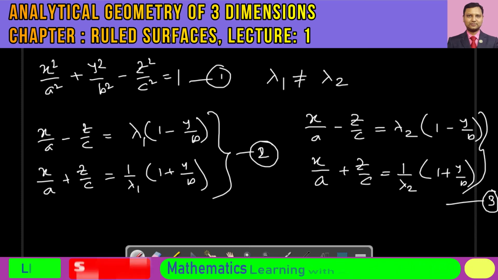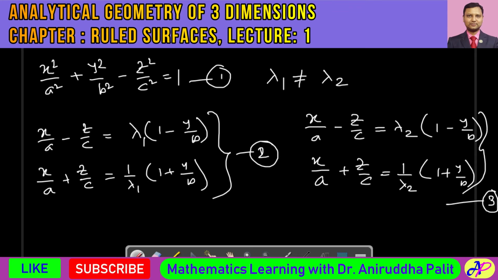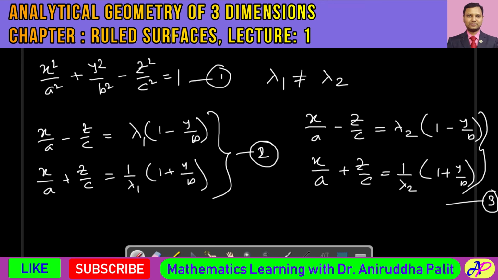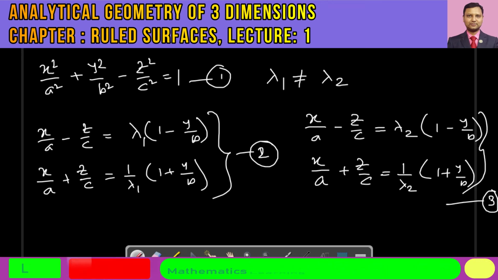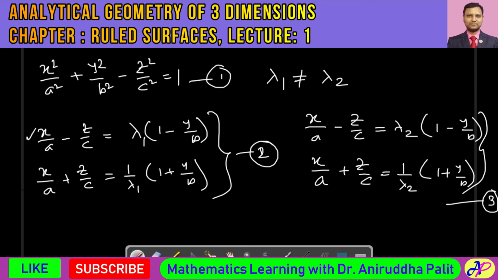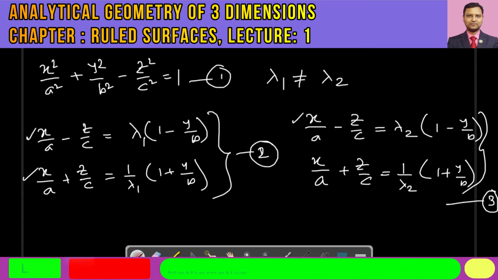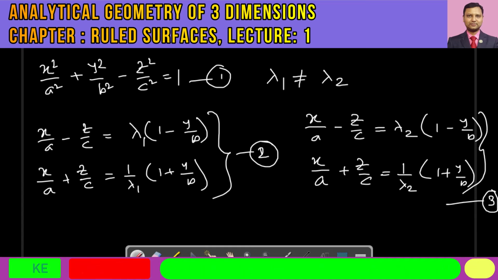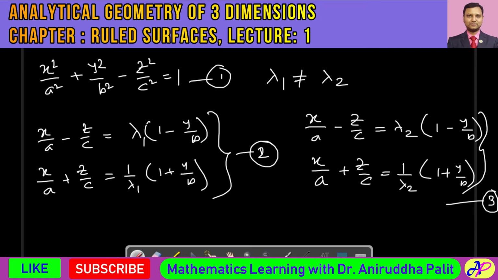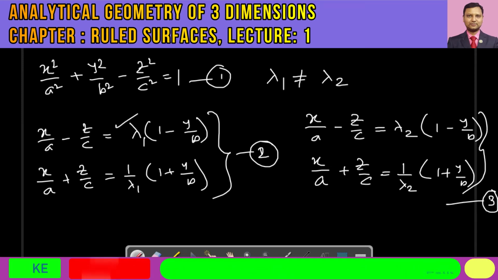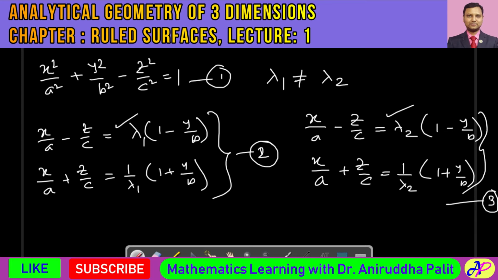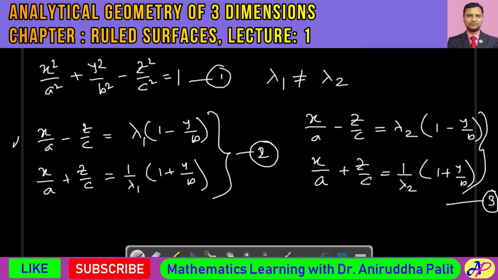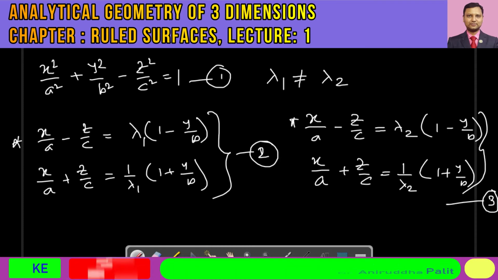Okay. Now, how to find out the intersection? If there is any such intersection at all, we will try to solve these 4 equations. This is equation number 1, this is equation number 2, this is equation number 3, and this is equation number 4. We shall try to solve all these 4 equations. How can we solve them? Let us first consider this first equation and this third equation.